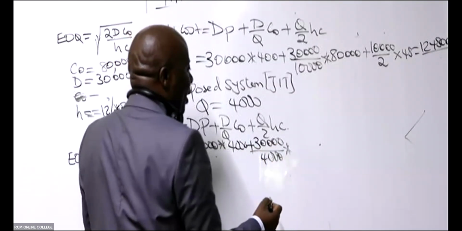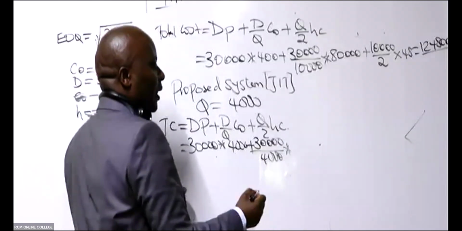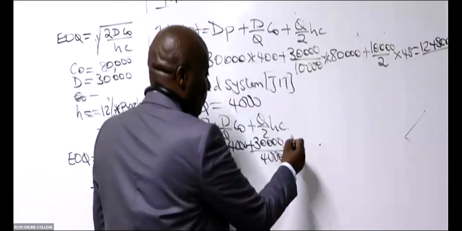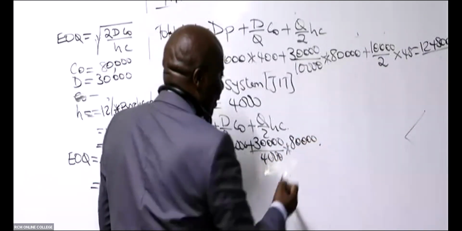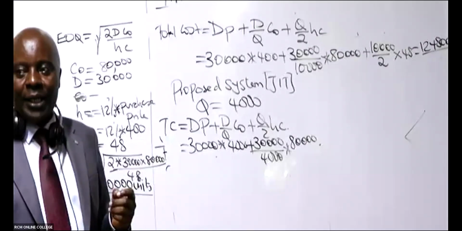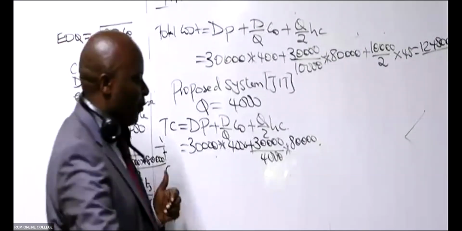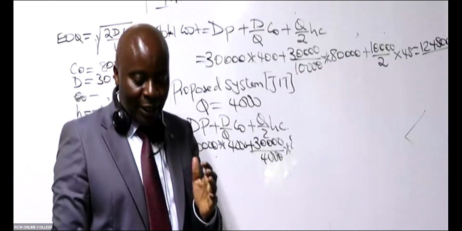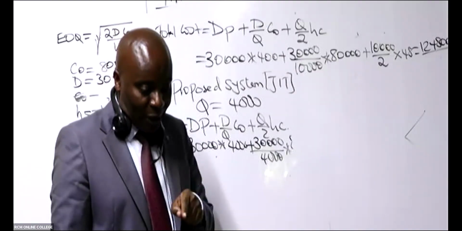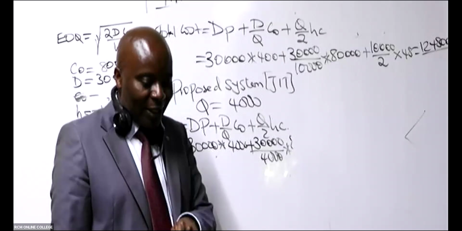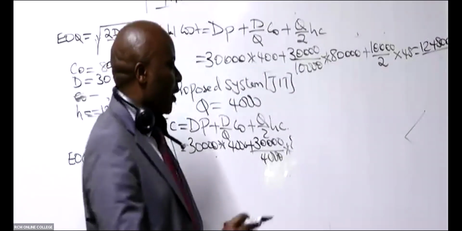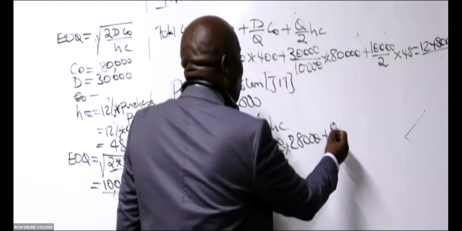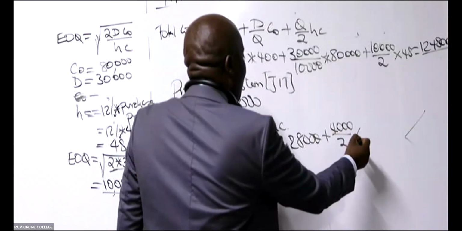What is cost per order? Cost per order is what here? 80,000? No, it's different. It's 28,000. It's given under the new policy. Somebody was also getting confused, saying it is 80,000 and yet in the new policy it's given as 28,000. Thank you so much for saying that. Great. And then Q over 2, so 4,000 over 2 times the holding cost.